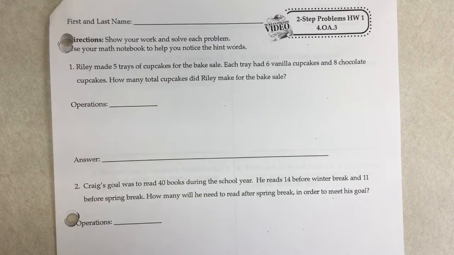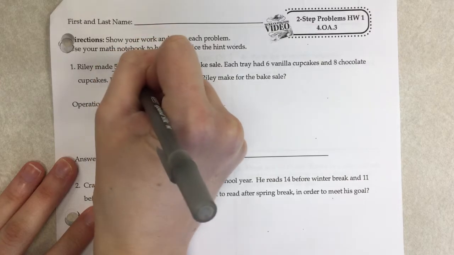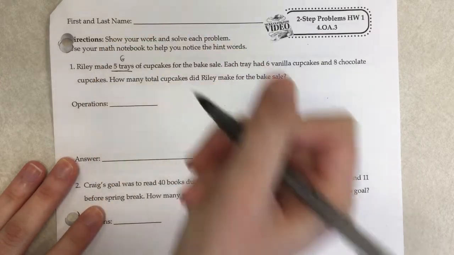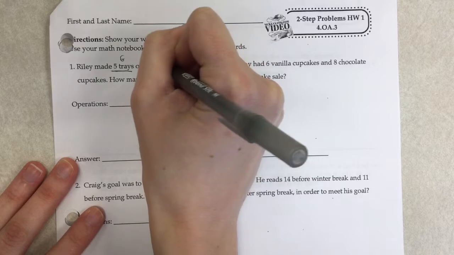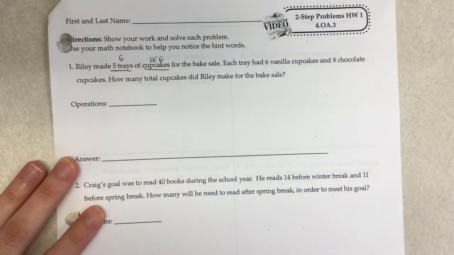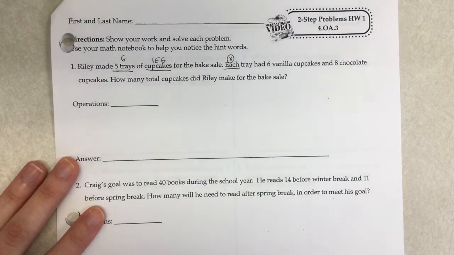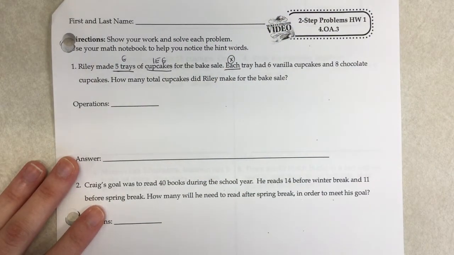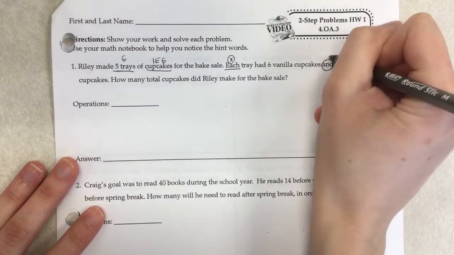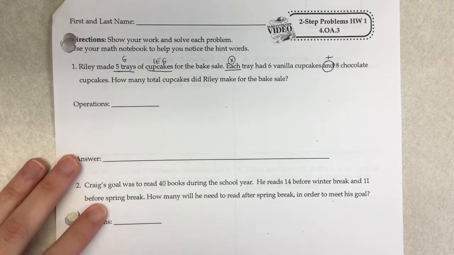So here we go. Number one, Riley made 5 trays of cupcakes for the bake sale. Should be underlining 5 trays because we know that is our groups. The cupcakes are going to be how many are in each group. Each tray had 6 vanilla cupcakes and 8 chocolate cupcakes. So when I see the word each, I know I'm going to multiply, so I'll underline that and put my multiplication sign. Then I see this word and here, so I'm going to circle it, put a plus sign above it, figure out where I need to draw my leashes to so I don't lose those numbers.